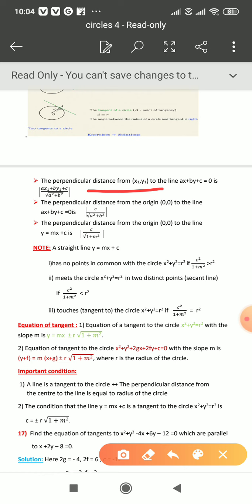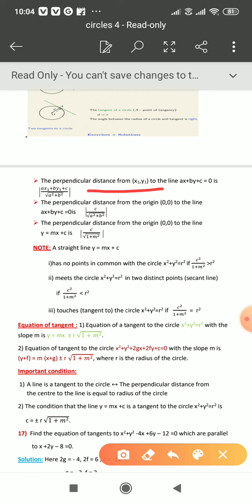Here, since this is a distance, we put the modulus: modulus c by root of a square plus b square. This is the perpendicular distance from the center, from (0, 0), to the line ax plus by plus c equal to 0. Okay. If the line is y equals mx plus c, that is the slope and intercept form.